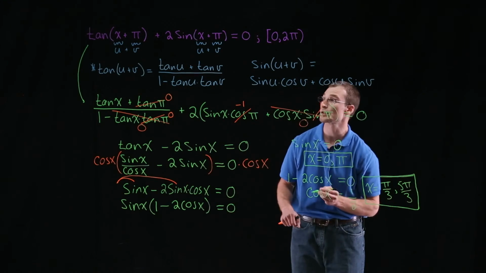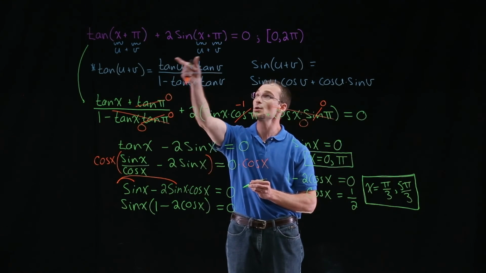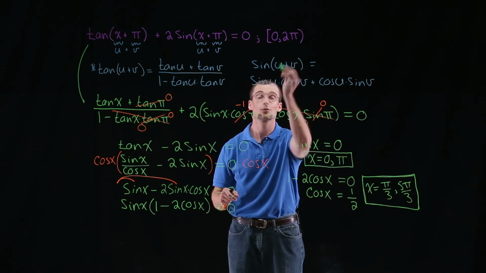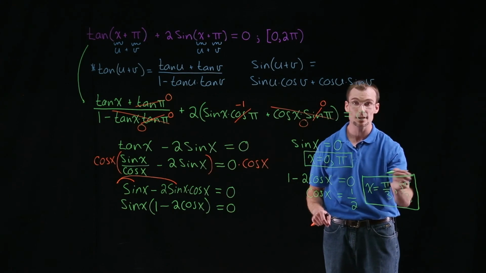So in total, the solutions to our original equation, tangent of x plus pi plus 2 times sine of x plus pi on the interval from 0 to 2 pi, are x equal to 0 and pi, and x equal to pi over 3 and 5 pi over 3.